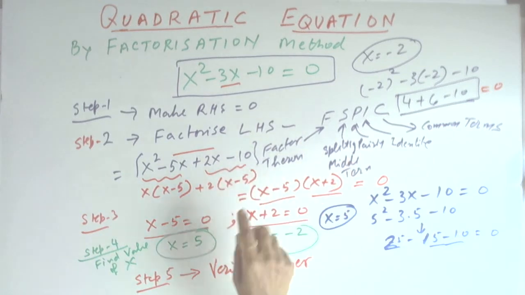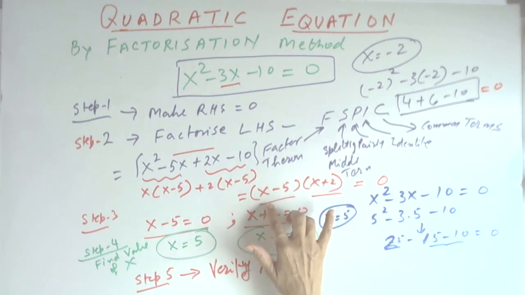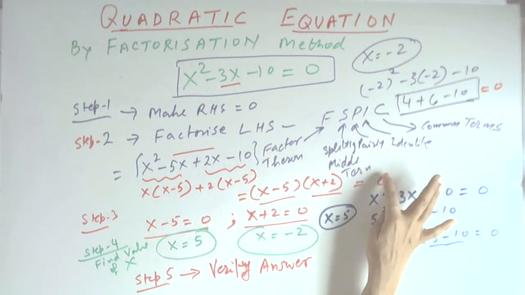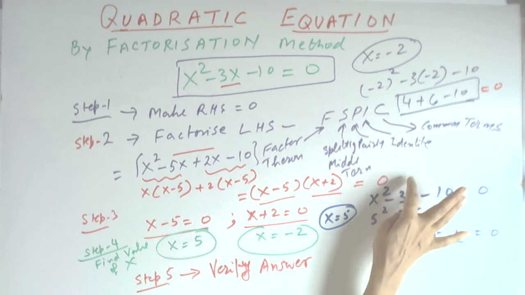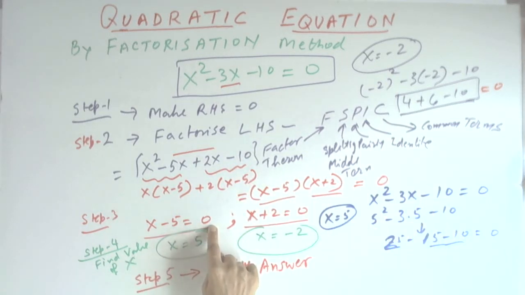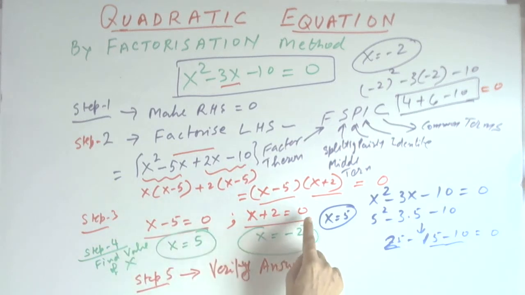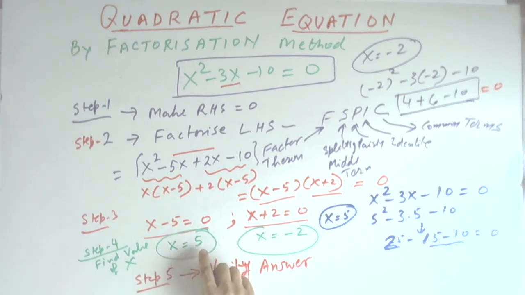Once we factorize, then we have two algebraic linear expressions with a multiplication sign on the left hand side, and that is equal to the right hand side, which is 0. Then each of the algebraic expressions can be equated to 0. Like in this case, x minus 5 is equal to 0 and x plus 2 is equal to 0. And then in step 4, we can find the value of x. So in this case, we are getting the value of x as 5 and minus 2.